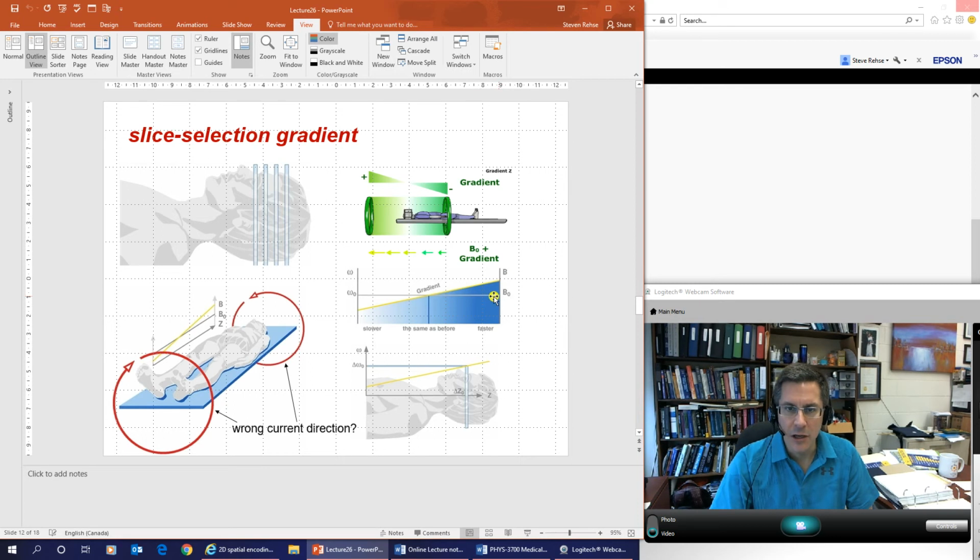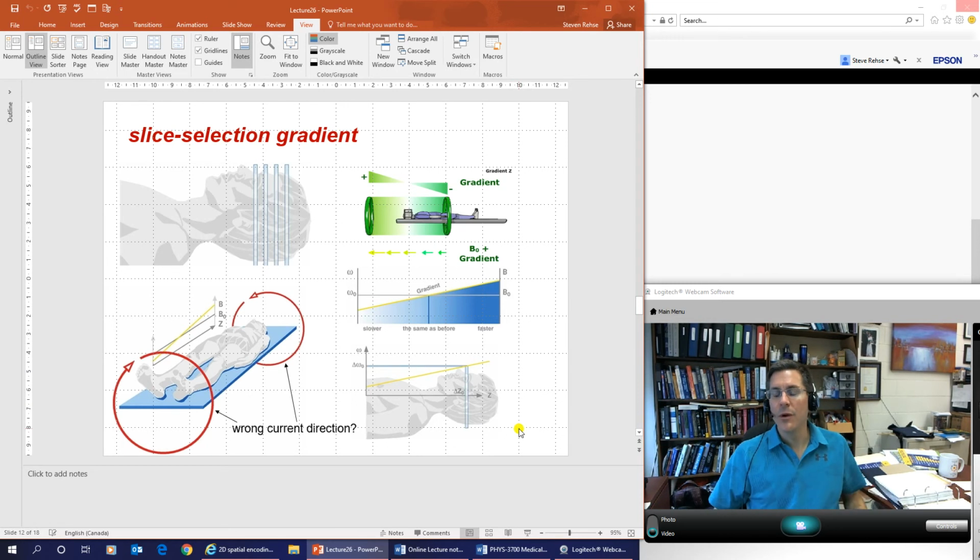It's going to be nominally, without the gradient, about B naught. And that means that the frequency of the photon on resonance with B naught is omega naught. But as you increase the field on one end and decrease the field on the other end, the frequencies that are on resonance with that field change. And so the actual magnetic field that the patient sees is this yellow line, which means that when you come in at any given frequency of photon that you choose, that's the only place in the patient that's on resonance, and all the spins in that plane get excited.